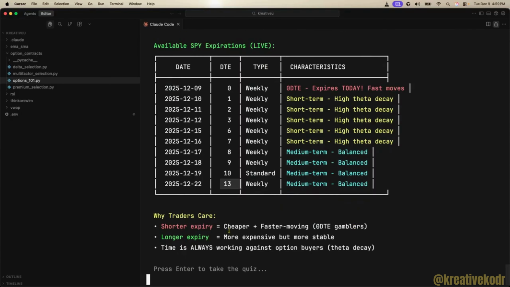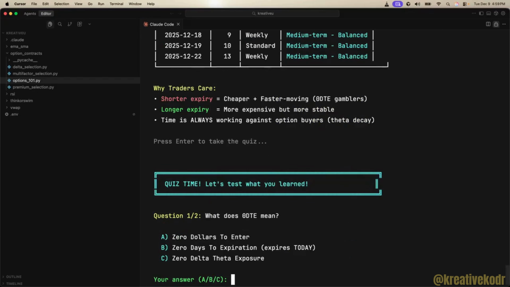So shorter expiration is cheaper plus faster moving, 0DTE equals gamblers, right? And then long expiration, or expiry, is more expensive and more stable. Time is always working against you as an option buyer, right? Theta decay. Whenever you hear theta decay, that's time working against us, right? All right, beautiful. Let's keep it moving.